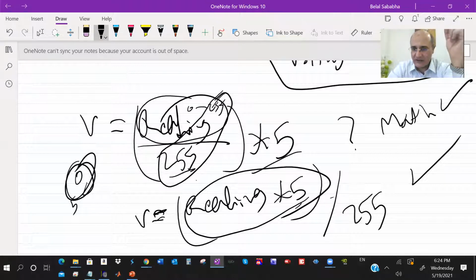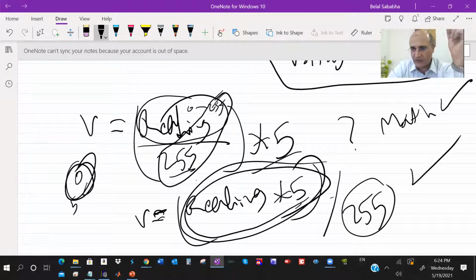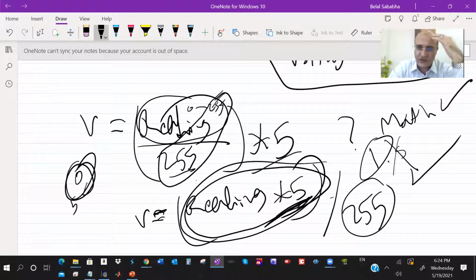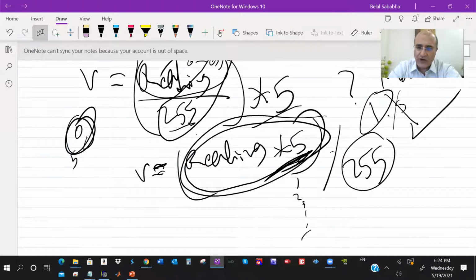You start exceeding. This is going to be a number more than 255. So you'll get a 1 point something. The point something will be lost. You keep the 1, and so on. So this will give you the whole range 1, 2, 3, up to 5 volts. But you're going to lose the fraction.